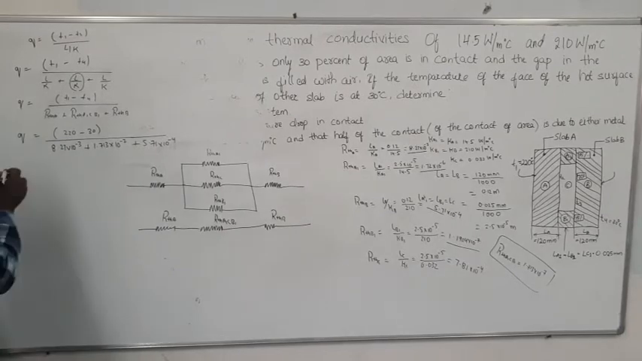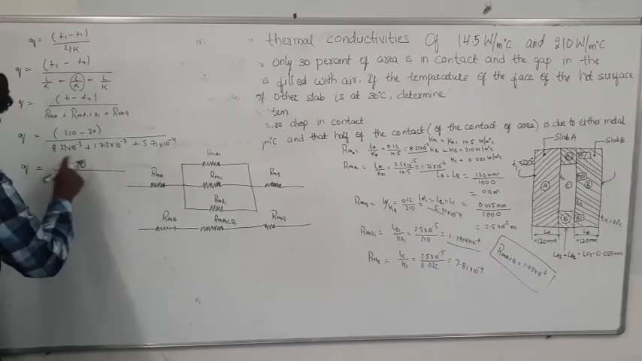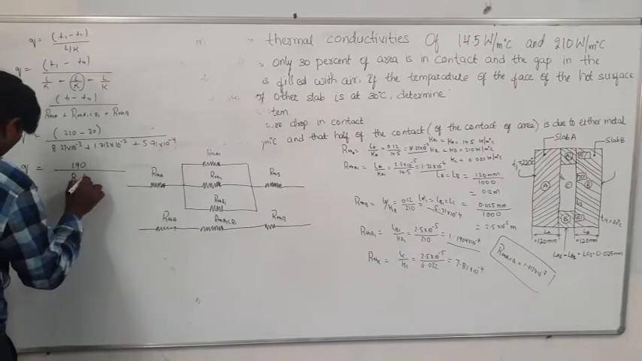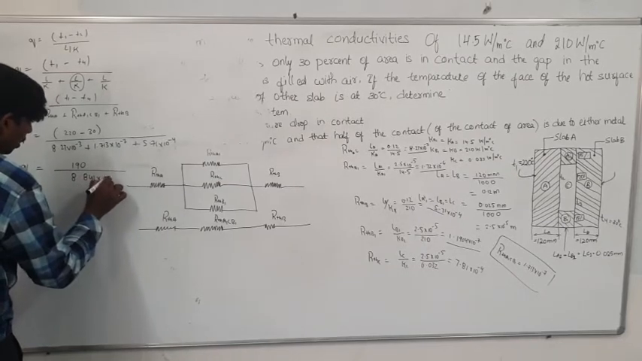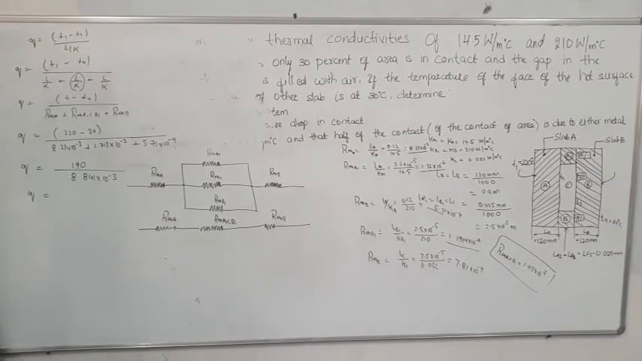That you have to find out first. Small q is equal to, how much will it be? 190 by, try to add these values. What is the first value? 8.27 into 10 to the power of minus 3. The next value? 1.713 into 10 to the power of minus 7. The next value? 5.71 into 10 to the power of minus 4. If you solve this one, you get 8.841 into 10 to the power of minus 3. Then q is equal to 190 divided by the answer.